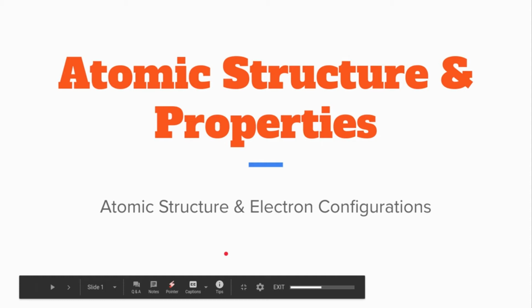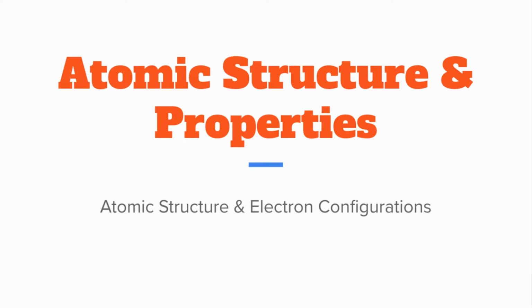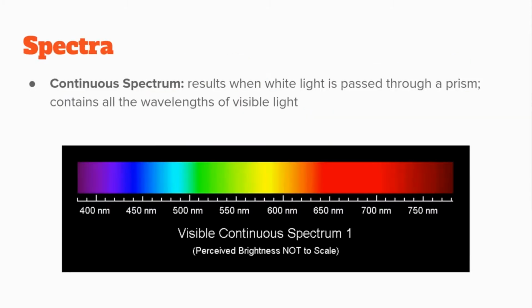All right, in this lesson, we're going to be talking about the atomic structure and electron configurations of different elements. In order to do that, we need to back up a little bit and talk a bit more about the model of the atom and some of the history behind it.